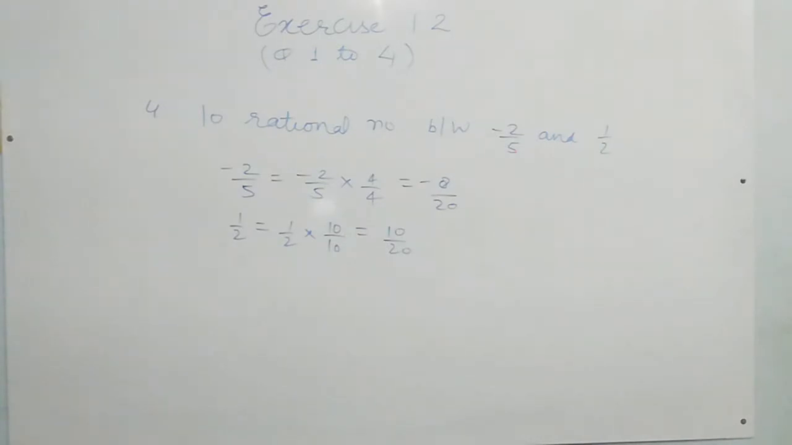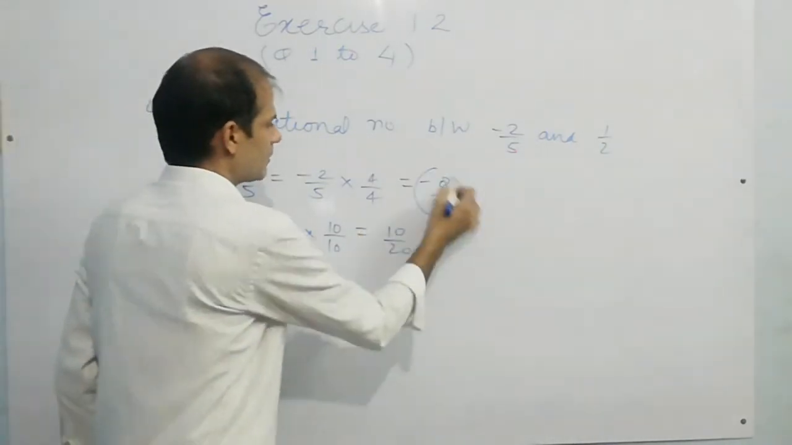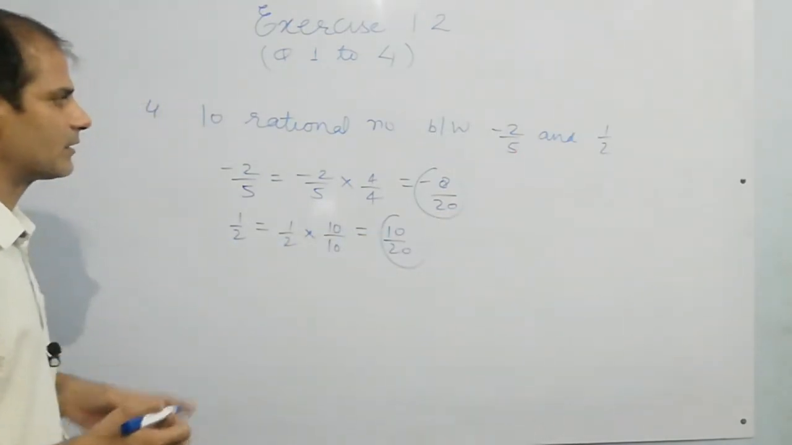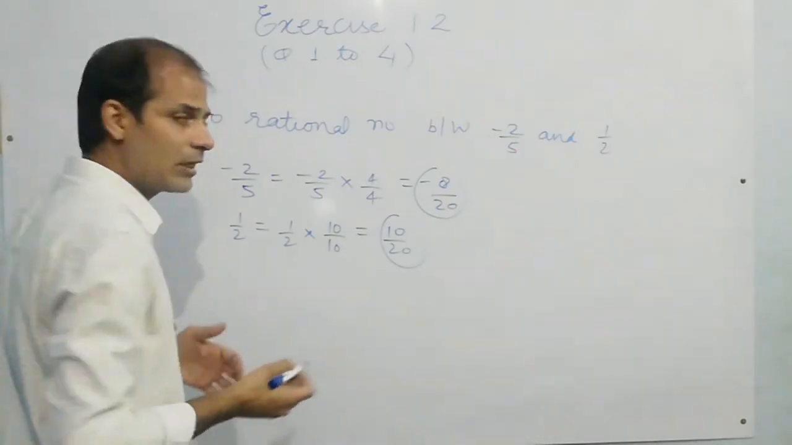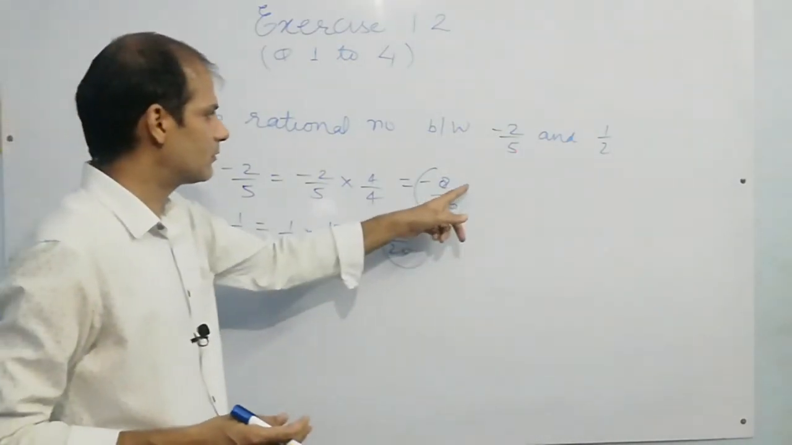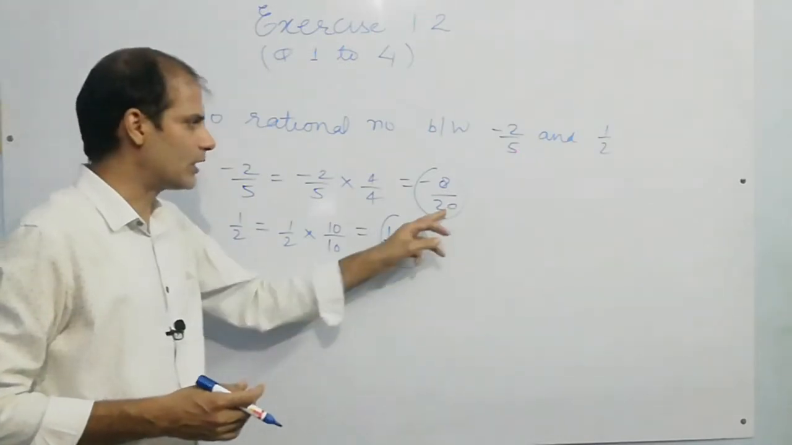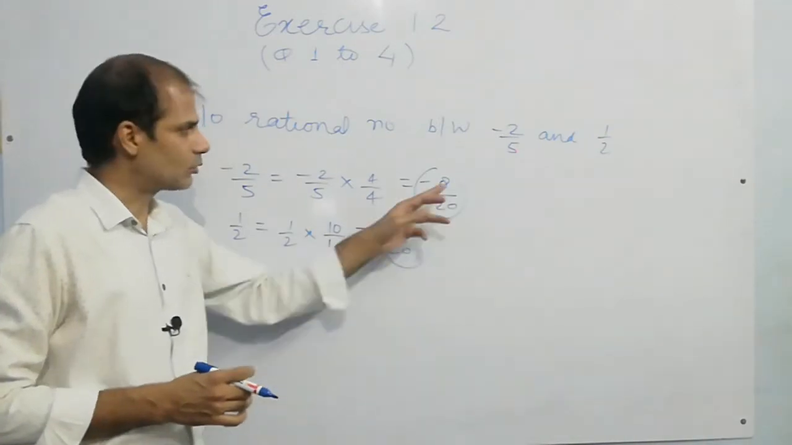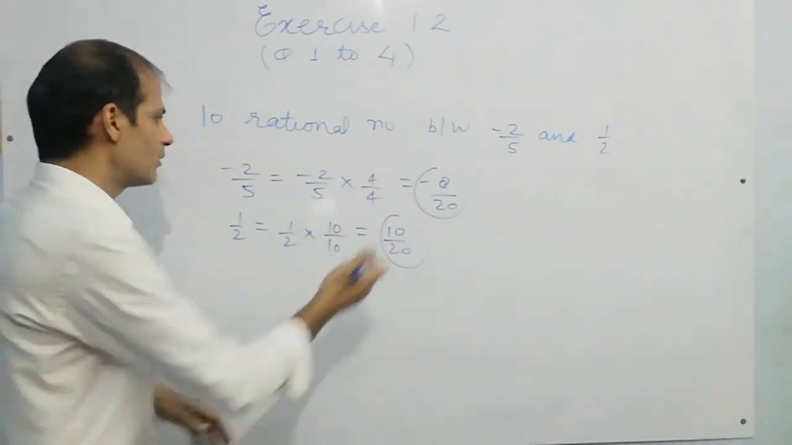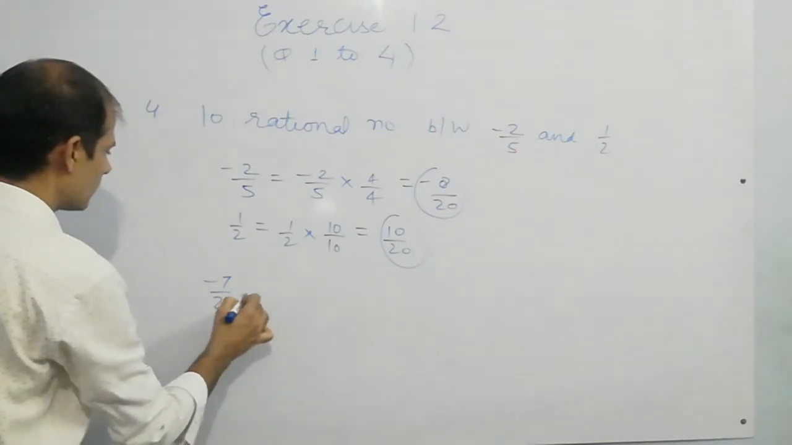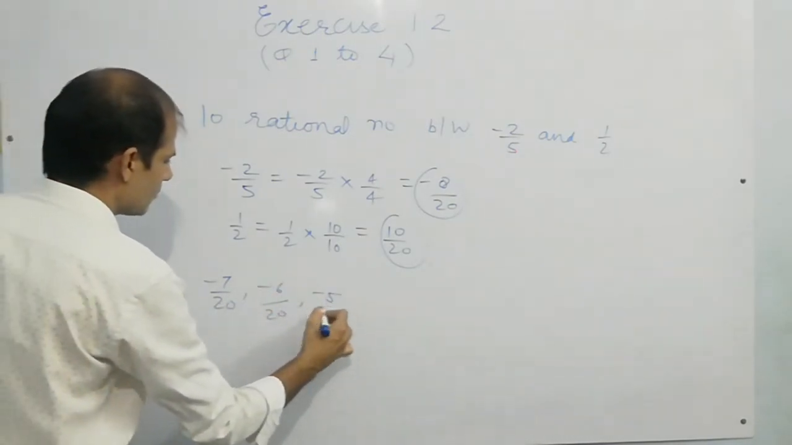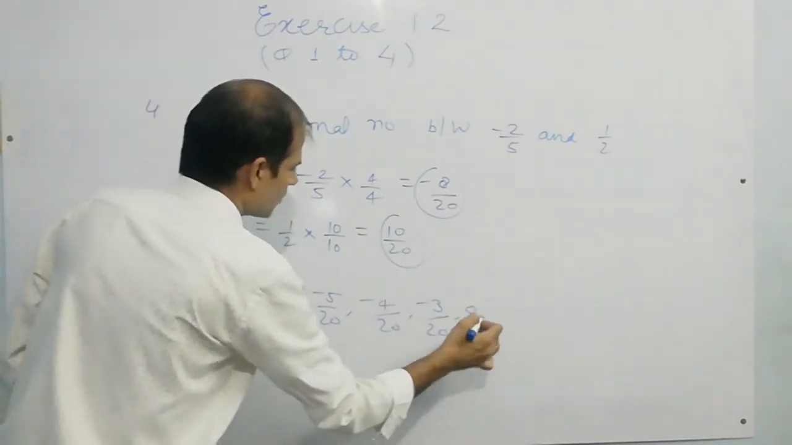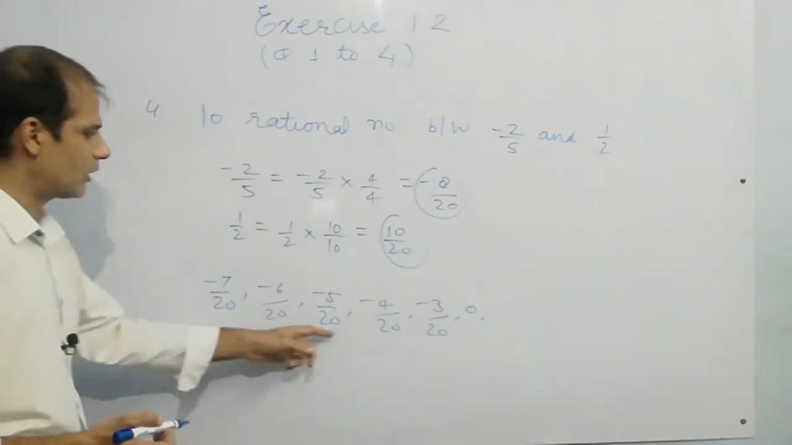Now we have two rational numbers whose denominator is same. Now you can easily write 10 rational numbers between these. Just think any 10 numbers which are lying between -8 and 10. आपको 20 के बारे में नहीं सोचना है, न्यूमरेटर्स को कंसीडर करना है -8 और 10. So think about any 10 numbers. Easily you can find. You can start with -7, -6, -5, -4, -3 and 0 also.